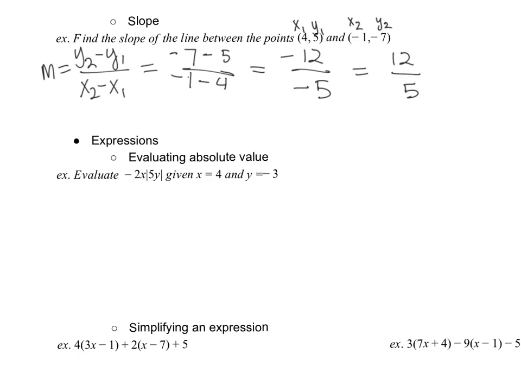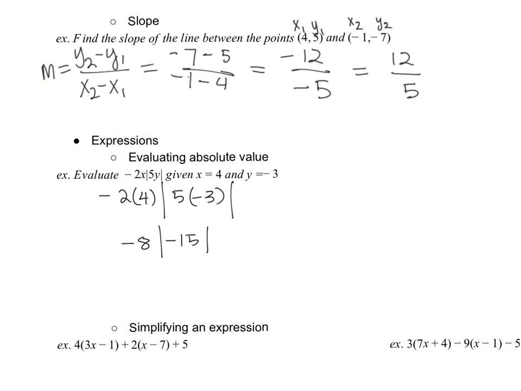Next, I want to look at some expressions. So first is evaluating an absolute value expression. We have the expression -2x times the absolute value of 5y, and we want to evaluate it for x equals 4 and y equals -3. So first I'm going to plug in my value: -2 times 4, and then in the absolute value, 5 times -3. -2 times 4 is going to be -8. Then in the absolute value, 5 times -3 is -15.